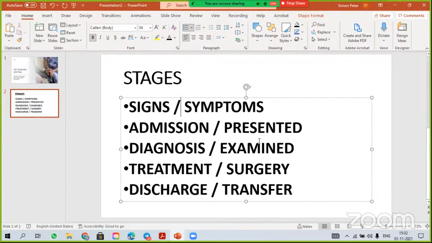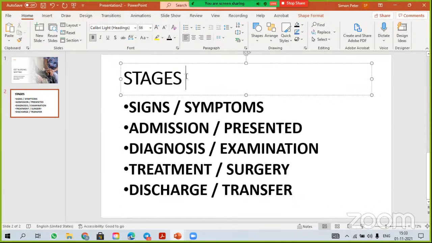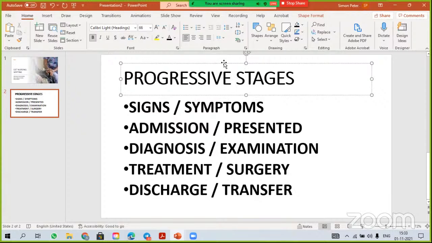So I have given you multiple options. Whose signs suggest, whose symptoms suggest, whose signs and symptoms suggest. Admission or presented to the hospital, or who was admitted to the hospital. Diagnosis or examination, or whose preliminary examination. Treatment or surgery or discharge or transfer. These are the progressive stages.